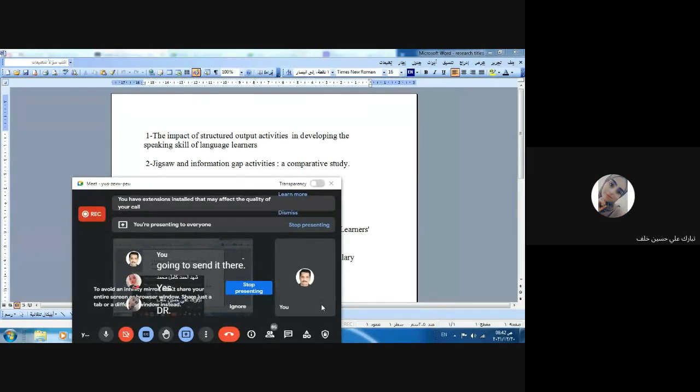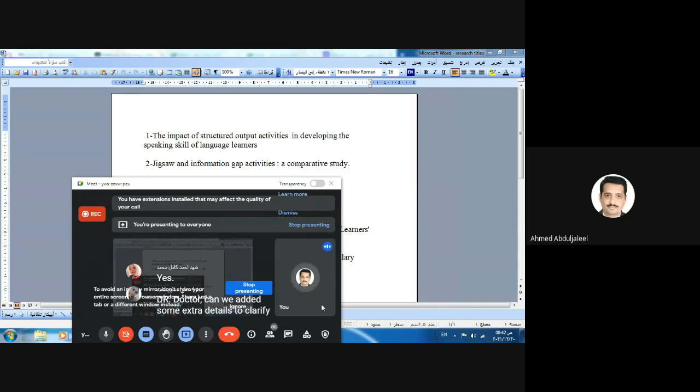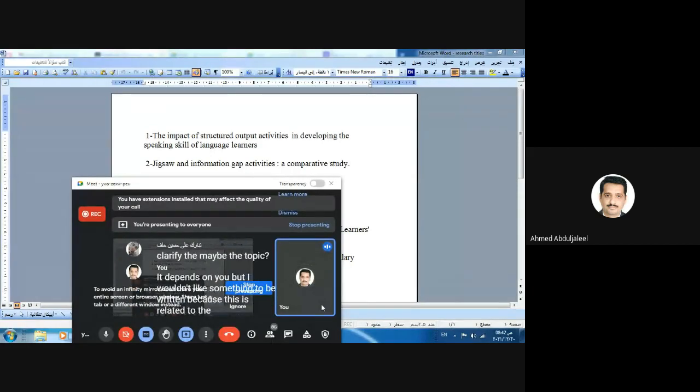Doctor, can we add some extra details to clarify maybe the topic? It depends on you, but I wouldn't like something to be written because this is related to the oral exam. When I have something oral, it means that I'm testing your ability to explain orally without reading, because when you read, you did nothing. But when I'm going to have the title only, your responsibility is just to explain orally what you have without having something to be written.